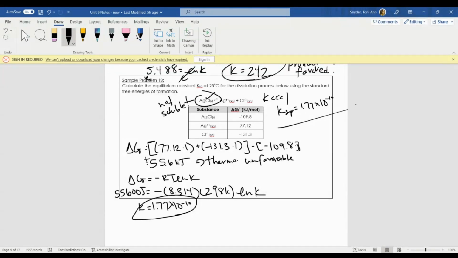And we did a lot of work with Ksp, if you remember. So the Ksp is equal to the concentration of each species, so it'd be equal to x squared. I'm not going to get into that right now, but we're bringing together thermodynamic favorability and equilibrium using this equation. And that's it. That's all you have to know for this unit, for this section.